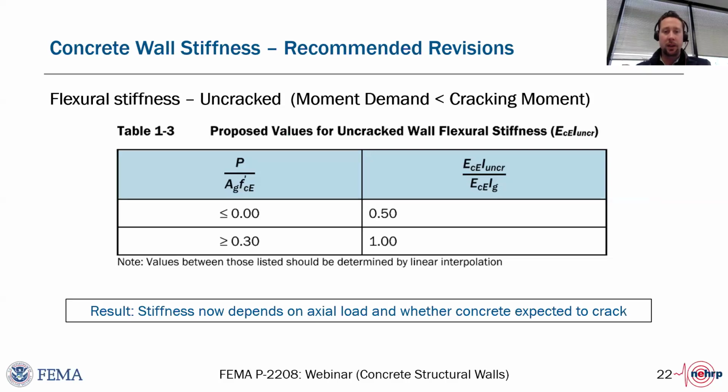There's a table here that offers that correlation to axial load. As you saw from the plot, there's not a hugely strong correlation, but there is a trend there. And so the technical recommendations were to allow basically between 0.5 and 1 for a so-called uncracked wall.